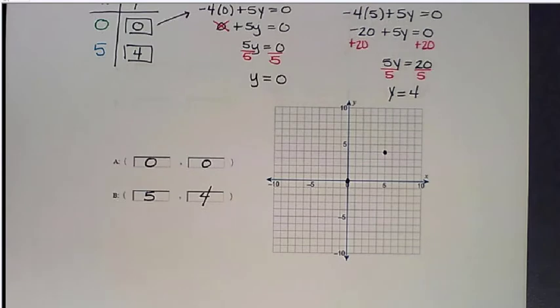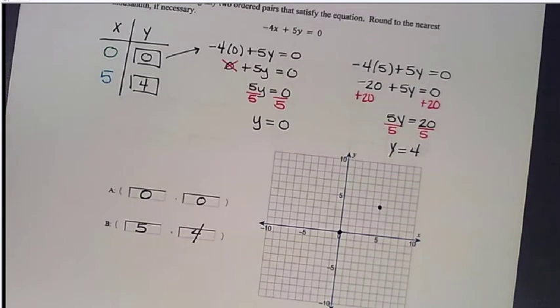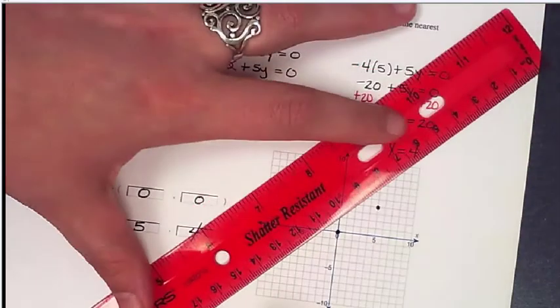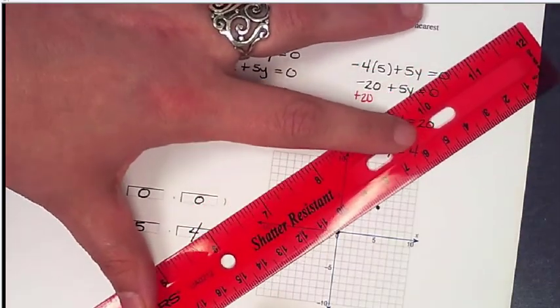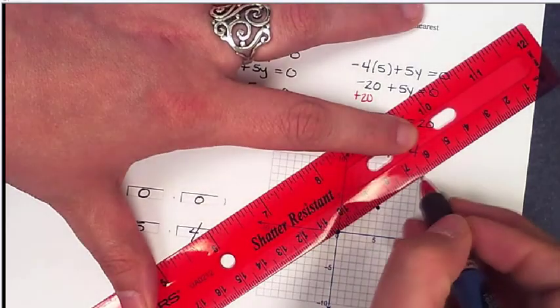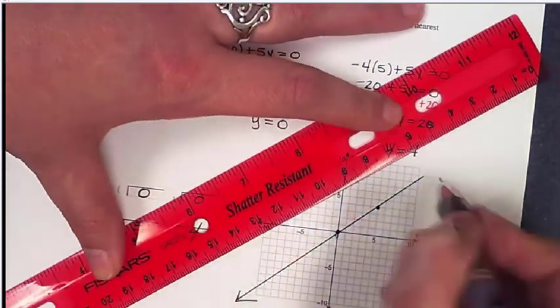Now the big thing here is I actually need to connect my 2 points because I am graphing a line, and in order to graph a line I have to have 2 points, and then I just have to connect them. I am a horrible line drawer, so I am going to use a ruler. If you can draw your line straight, that is awesome. But I'm going to use my ruler here, and I have a nice straight line.